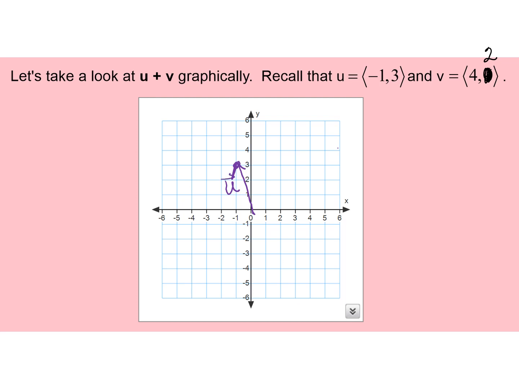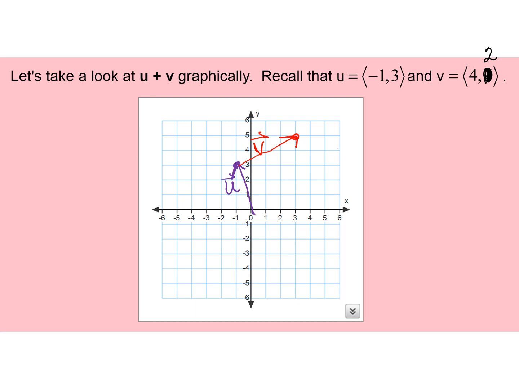Then I'm going to add on to that vector v. And vector v is <4, 2>. And instead of going back to the origin, I'm trying to add that vector onto vector u. So I'm going to start at the terminal point of my previous vector, at -1, 3. From that point, I'm going to go to the right 4 units and then up 2 units, because that still represents the vector <4, 2>. So there's vector v.